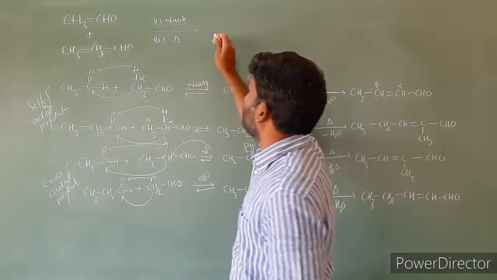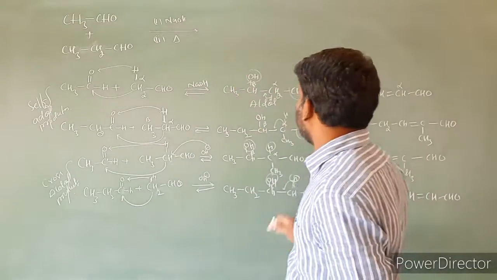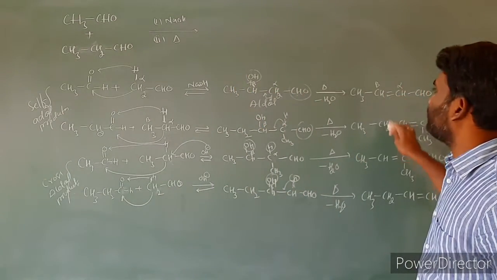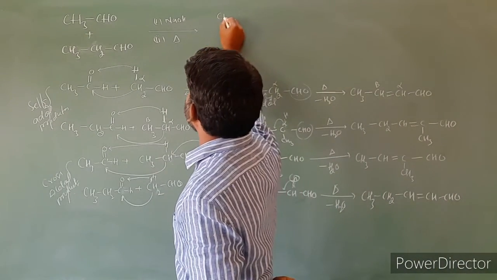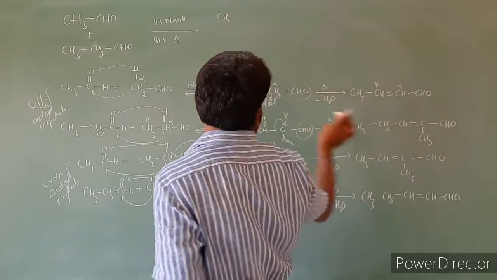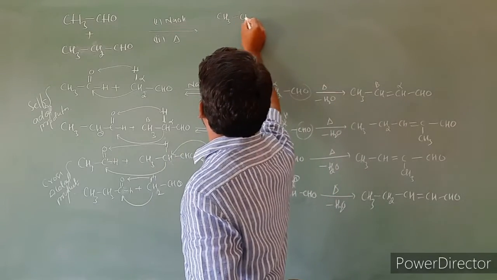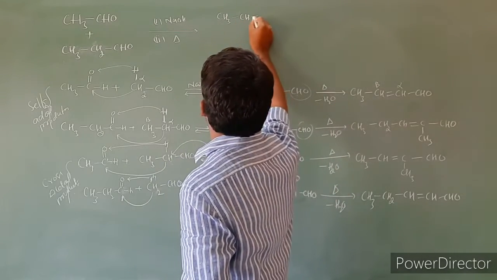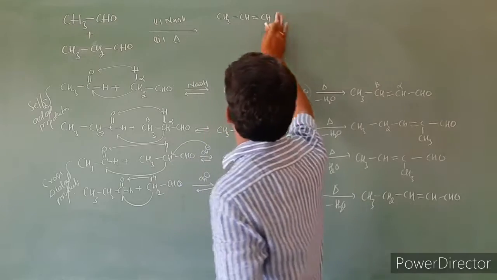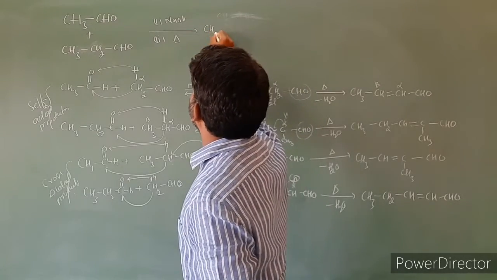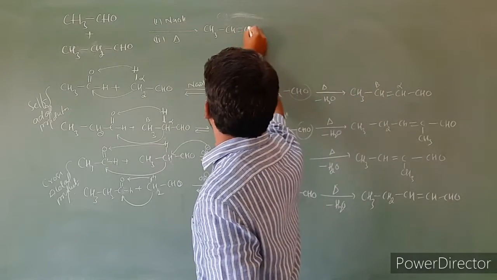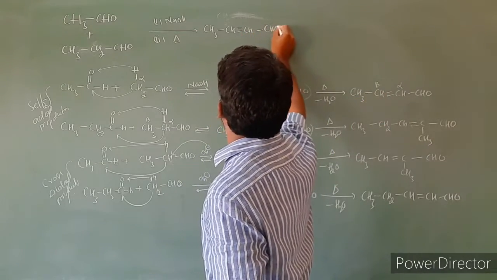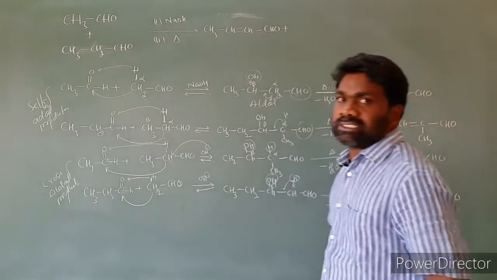So what are the products formed in the self-aldol reaction? We'll first write the self products. What is a self product? This one and this one are the self products. I am writing the first self-aldol product: CH3 CH double bond CH CHO. This is one product formed.